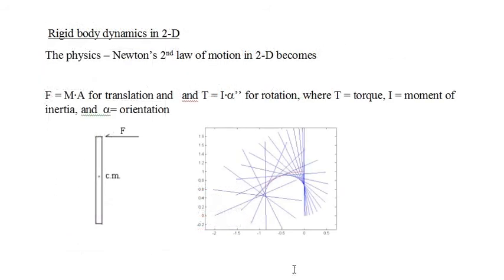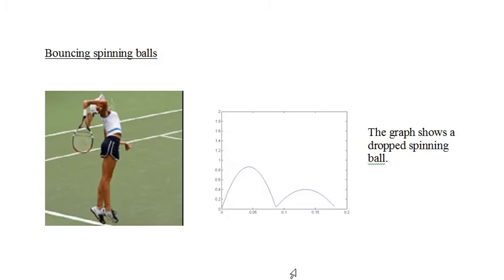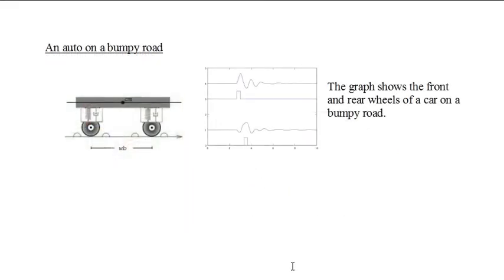The orbits and rocket trajectories were calculated for point masses. Rigid body dynamics treats objects as having 3, or in our case 2, dimensions, and models both position and orientation. So when a force acts on a rod, as shown, the rod's center of mass moves, and also the rod rotates about the center of mass. We model a bouncing ball hitting the ground. We analyze an auto suspension system reacting to a bumpy road.